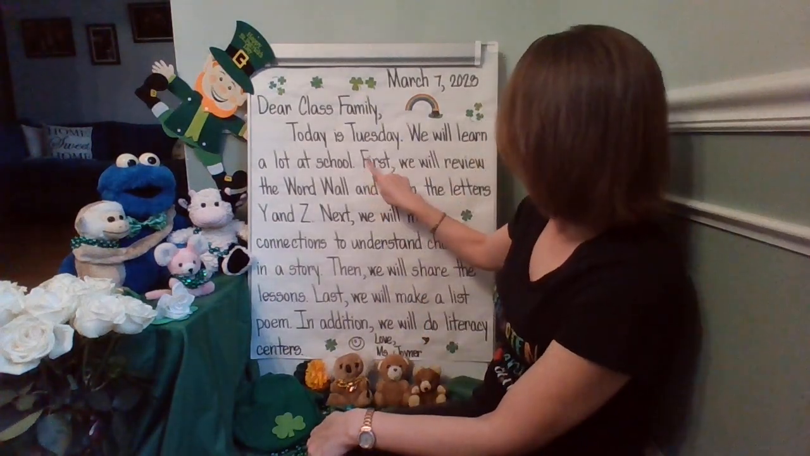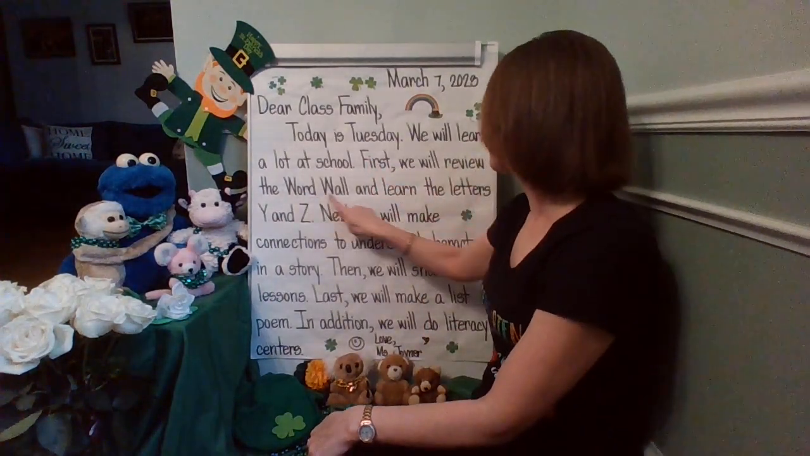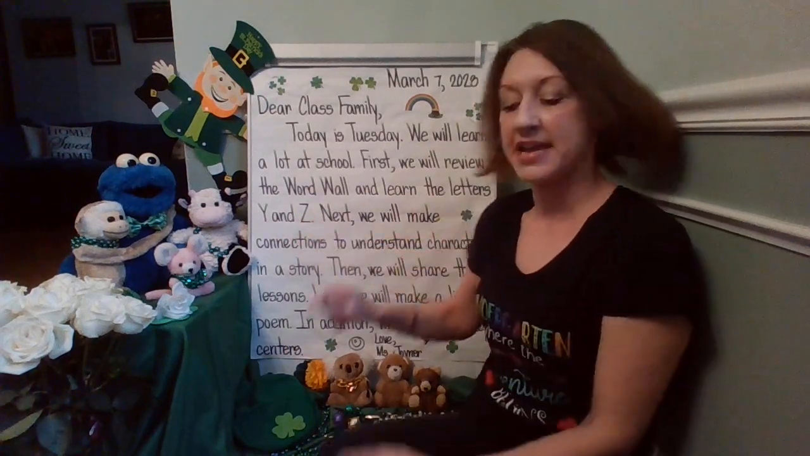Good writers can sequence their writing with first, next, then, and last. And after a transitional word or phrase, make sure to have a comma. Let's reread. First, we will review the word wall and learn the letters capital Y and capital Z.